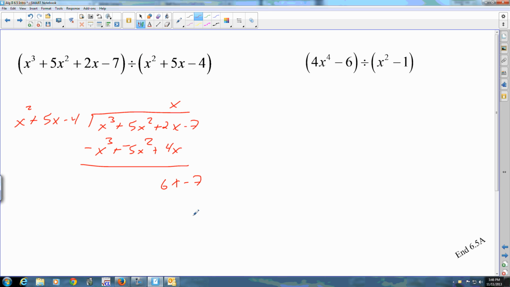All right, this one is different from the rest of them in that the degree of the divisor is 2. Excuse me, the degree of what's left is 1. You can't divide the degree of something bigger into the degree of something smaller. So your answer is x plus 6x minus 7 all over x squared plus 5x minus 4. The degree of what's left is smaller than the degree of what you're dividing by, so you're finished. There's no more division to do. All of that's your remainder.